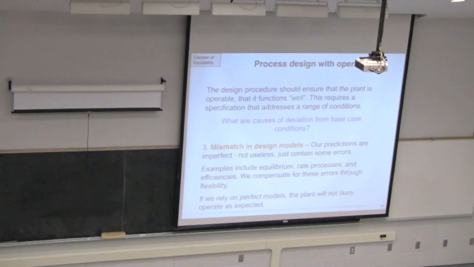So when you simulate versus what you actually will see, you'll see that your equilibrium actually achieved, your rate constants actually experienced, will be somewhat different to what Aspen has. So again, this is why we over-design our processes, to compensate for these imperfections.